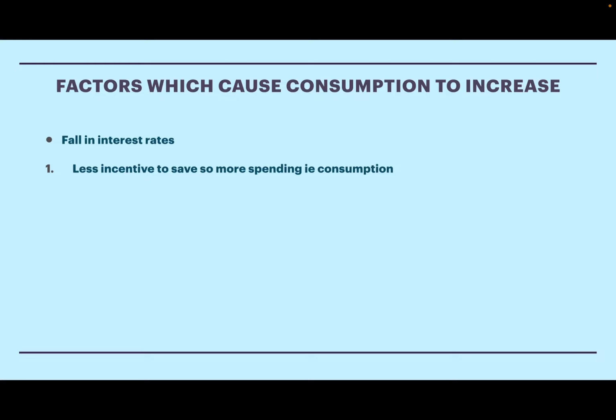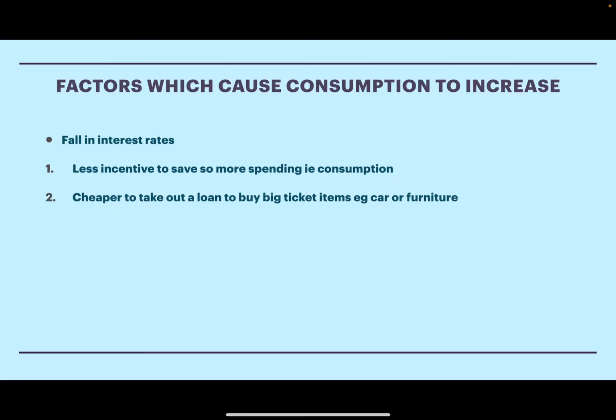So first point: if interest rates fall, and at the moment interest rates are very low, it means there's less incentive to save. At the moment interest rates are 0.1% in the UK. I remember there was a time when they were 15%, so you can see there's a very big difference. When interest rates are 0.1%, any money that you've got in the bank is getting very little interest. So there's not much incentive for people to save, and therefore you're going to get more consumption. So C will increase.